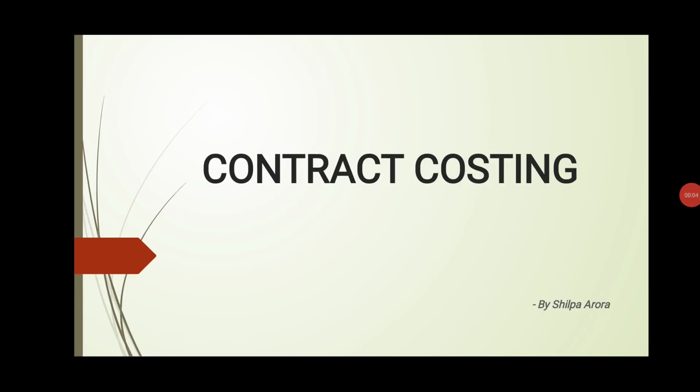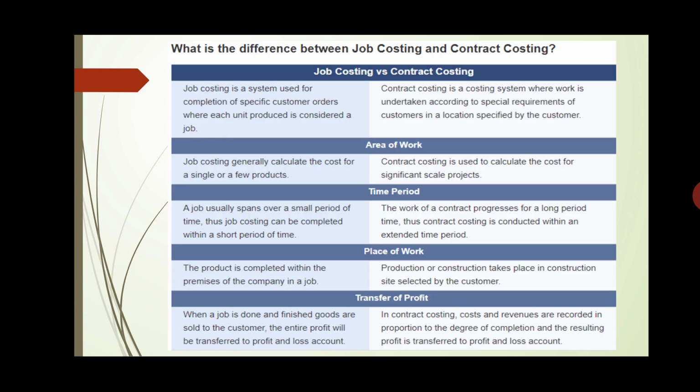Hello students. So today we are going to study the topic contract costing, which is also known as terminal costing. It is one of the methods of costing to ascertain the cost. But before going into much detail about what contract costing is, let us first distinguish between job costing and contract costing, because job costing we have earlier started.